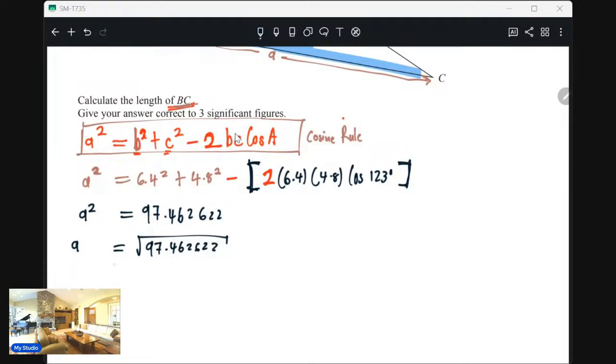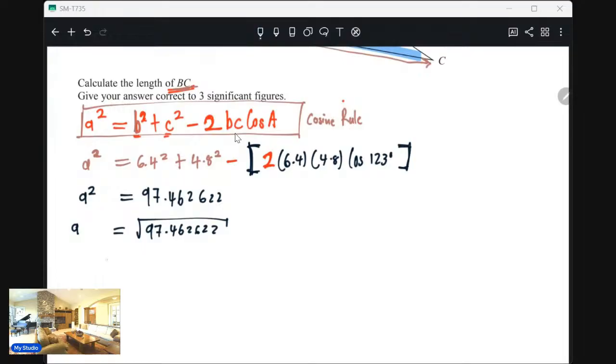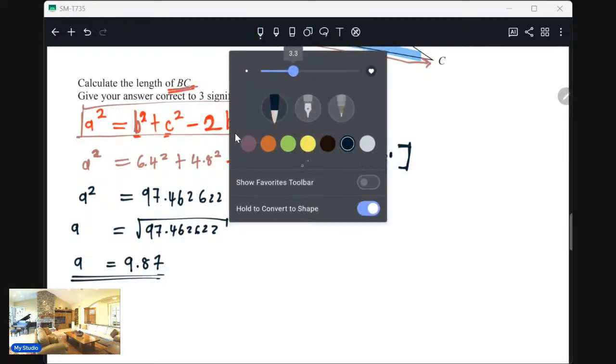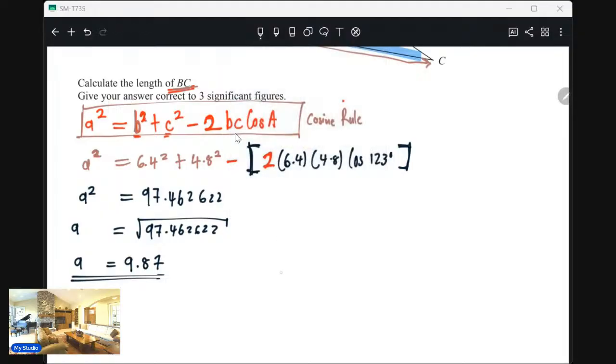Square root of 97. What do you get? You must get 9.87 as your solution. You must get 9.87. And this small a is the BC. So you can now say that BC, the side which they wanted, is equal to 9.87 centimeters.